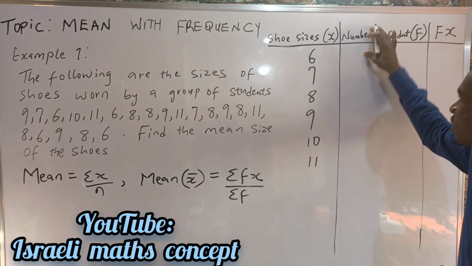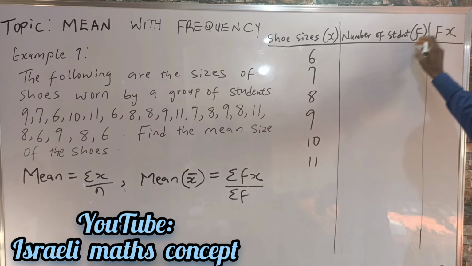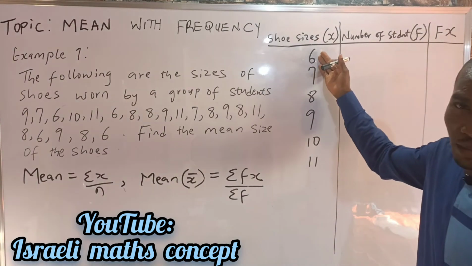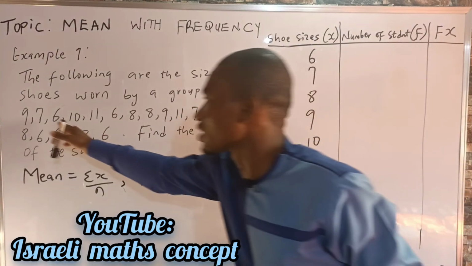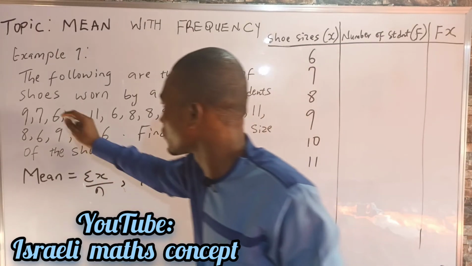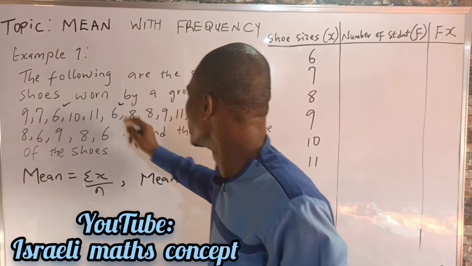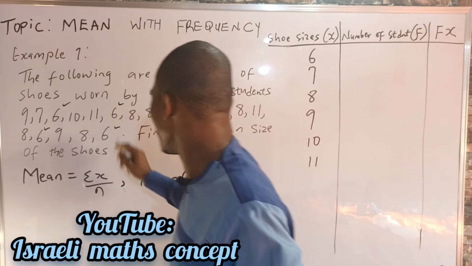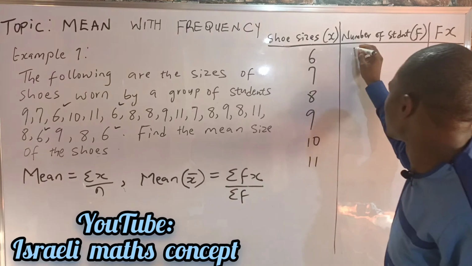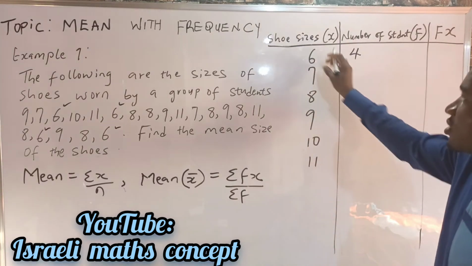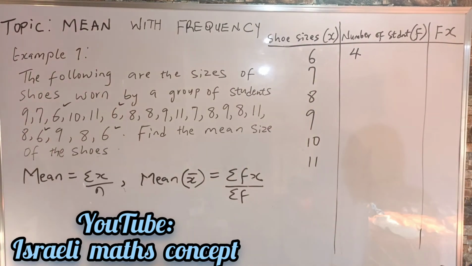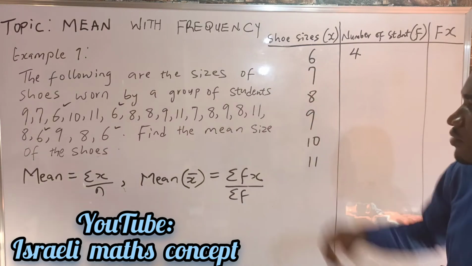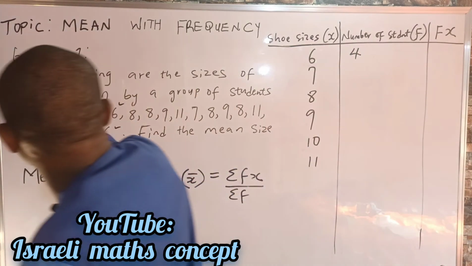Okay, let's begin with the next column, which is the number of students, which is f. So how many students have the same shoe size as 6? Let's count it. The first one, 1, 2, 3, 4. So there are 4 students that have the same size of 6 as their shoe size. How many students have the size of 7 as their shoe size? This is 1.